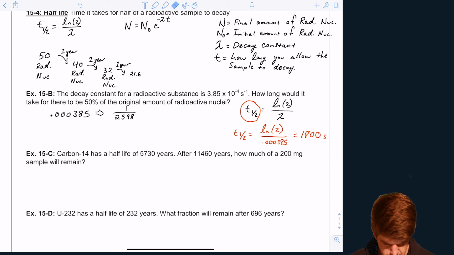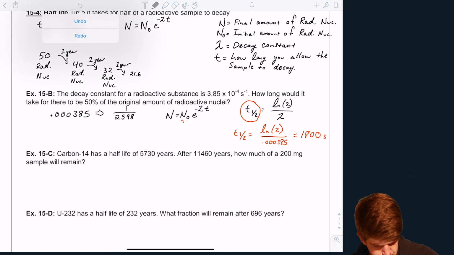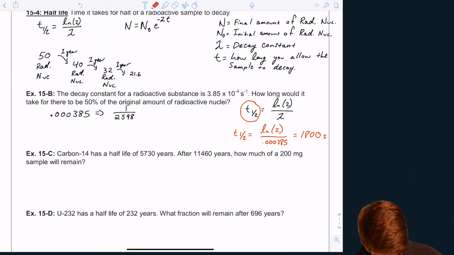Well, the first thing I would do in this case, because all I have is half-life, is write out what variables I have. T 1/2. I have my total T. And then I have my initial amount.